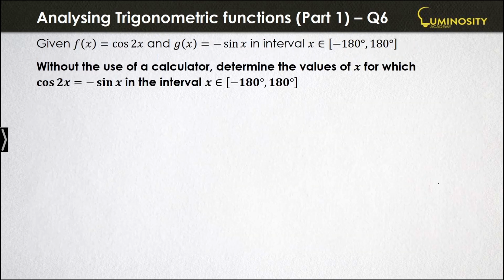Okay, so now it tells us, without the use of a calculator, determine the values of x for which cos 2x equals negative sine x in that interval. So we're looking for points of intersection essentially. So let's solve this. There's a few ways we could go about this. We could change cos 2x into 1 minus 2 sine squared x, for example. That would give us a quadratic equation in sine x, and we could solve from there. But I'm going to do it a bit of a different way this time. I'm going to use co-ratios.